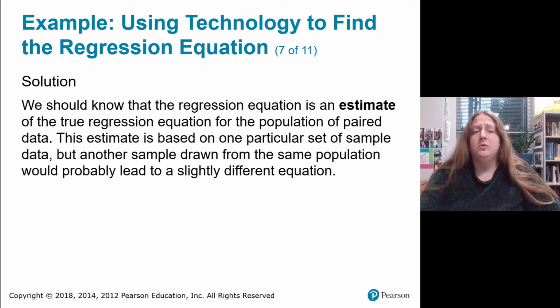So now we should know that the regression equation is an estimate of the true regression equation for the population of paired data. This estimate is based on one particular set of sample data, but another sample drawn from the same population would probably lead to a different equation. Hopefully that's clear to you, because our equation clearly was taking into account all of our x and y values in our sample. So if we change some of those, the output's also likely to change.